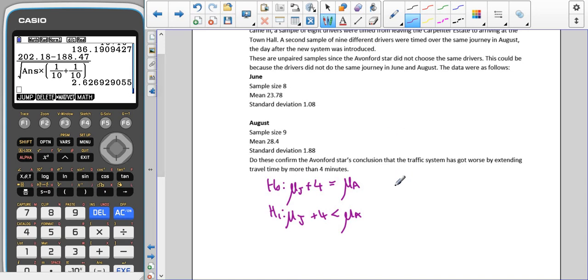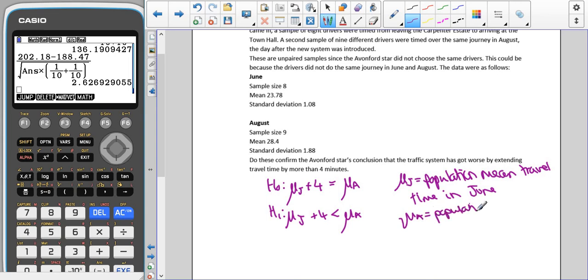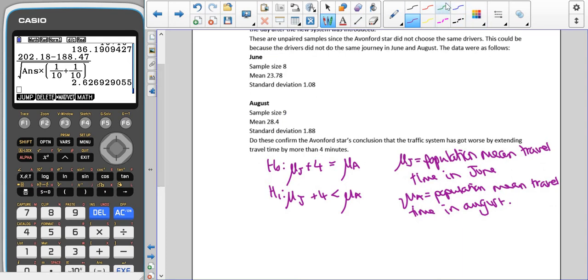Just as we had before, we're going to have to define these symbols. So μJ is the population mean travel time in June, and μA is the population mean travel time in August. Now this time, very nicely, we don't have to figure any of the values out. They've already been given to us here, so we can dive straight into finding Sp squared.